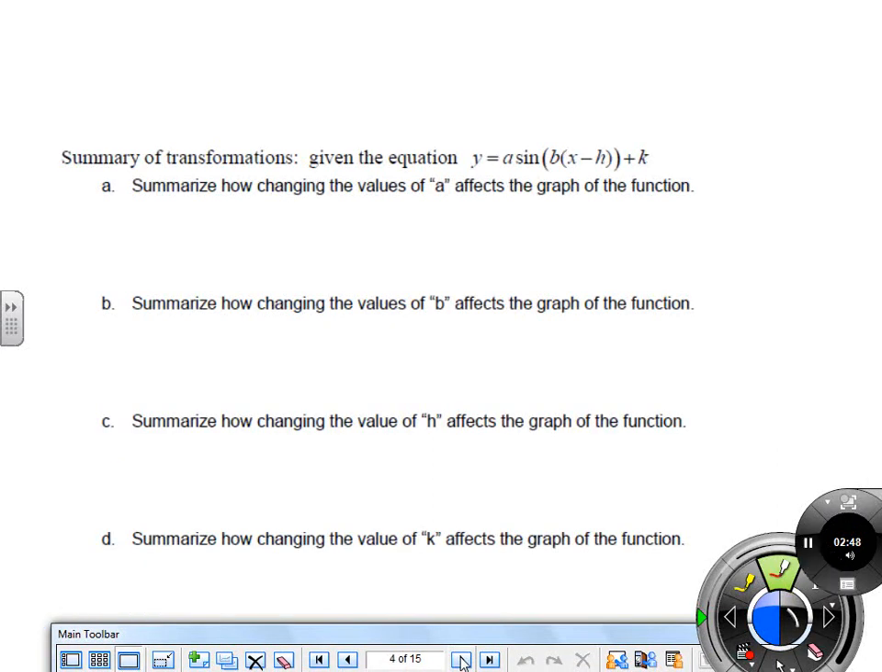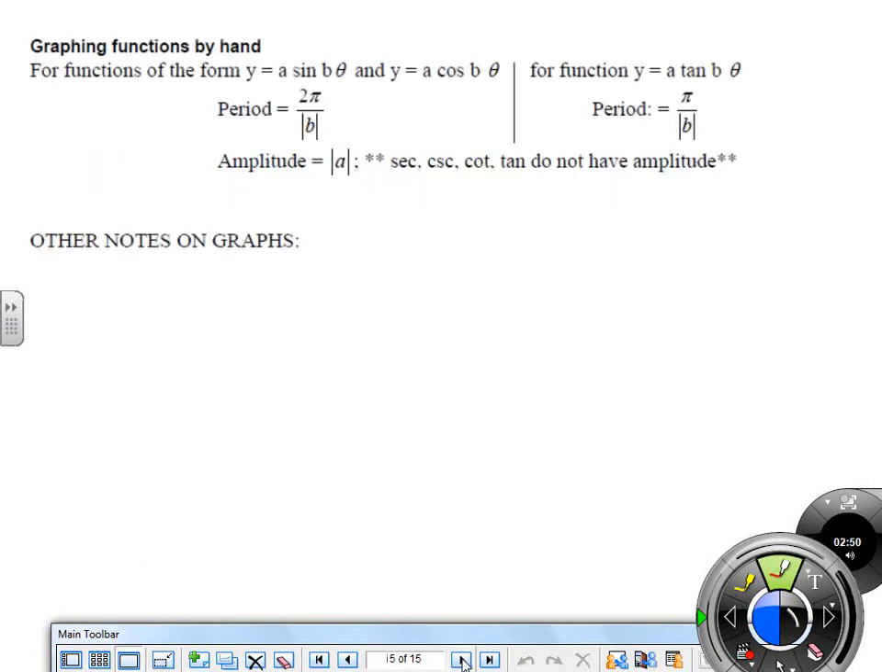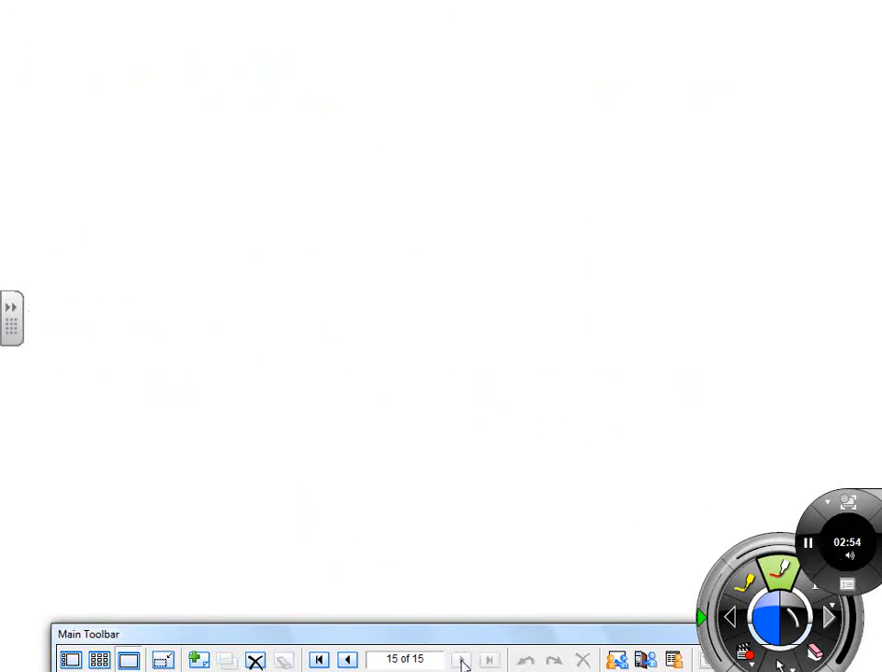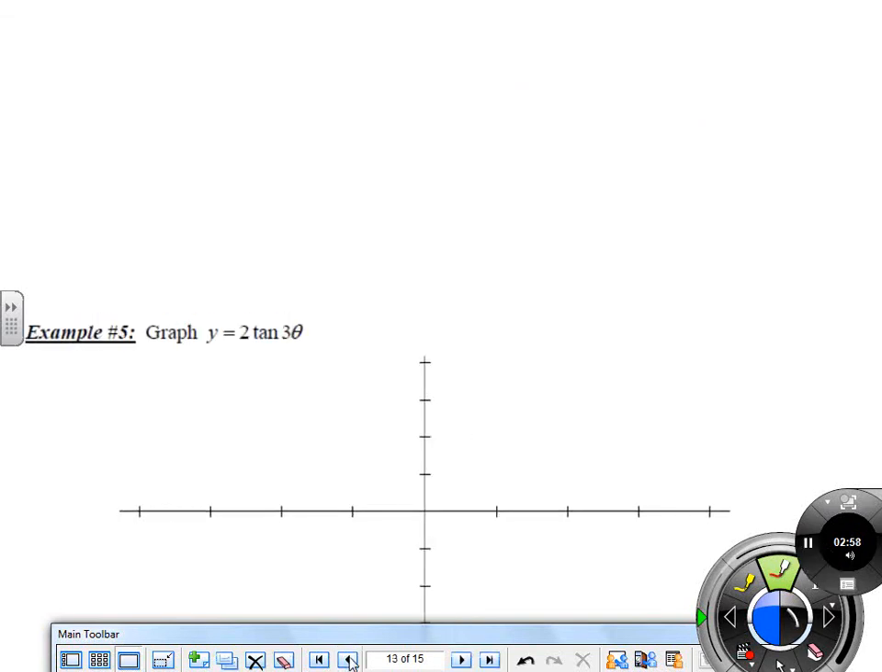So let's look at graphing it. Sorry, I have to move a lot of slides to get where I want, because these are all our things from yesterday. Okay, so we're going to graph 2 times the tangent of 3 theta. This is example 5 if you have the note-taking guide.